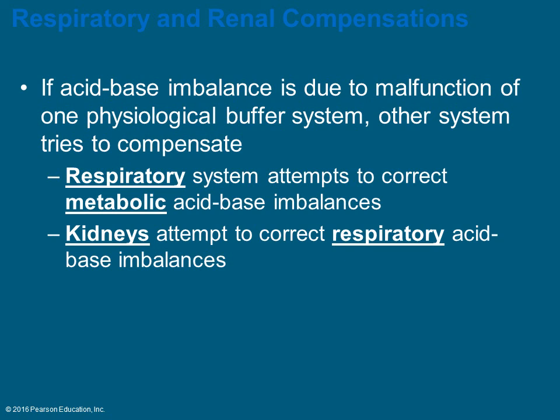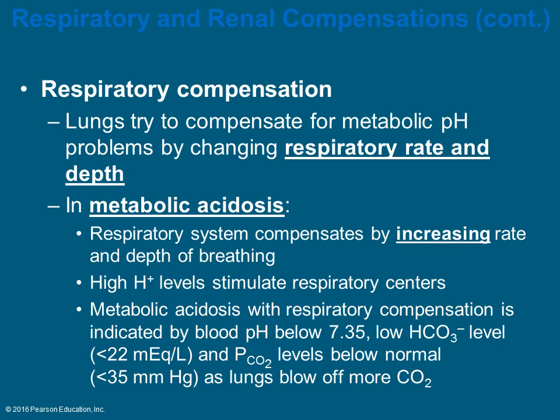Now, if you have an imbalance and the body is picking this up on the acid base, and if the imbalance is due to malfunction from one of your physiological buffer systems, from the respiratory versus the metabolic, the other one will try to compensate for it. So the respiratory system can try to compensate for problems or malfunctions in the metabolic, and vice versa. The kidneys can try to correct for respiratory imbalances. They cannot compensate within themselves. So the lungs cannot compensate for imbalances due to respiratory problems, but can try to compensate for metabolic ones.